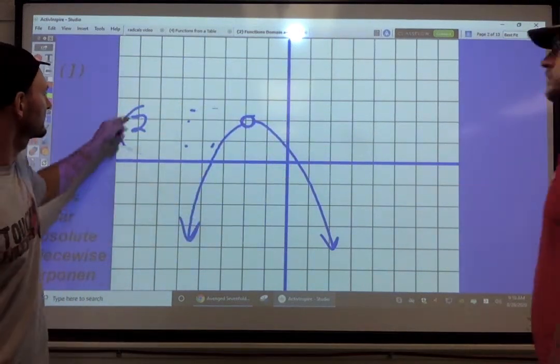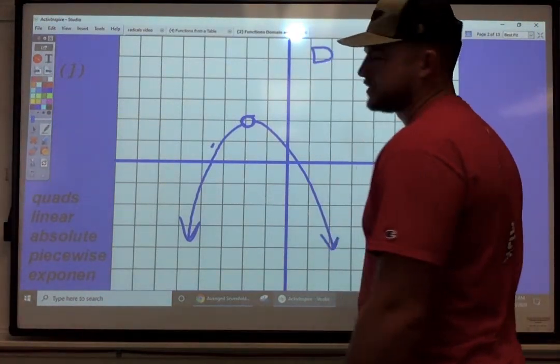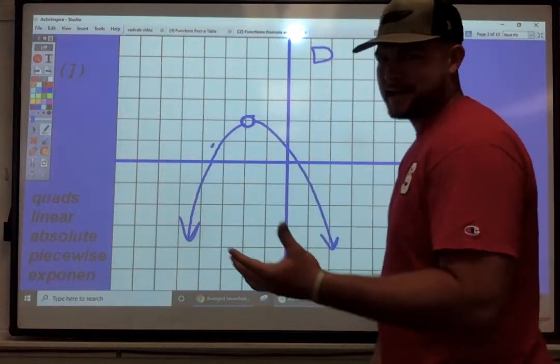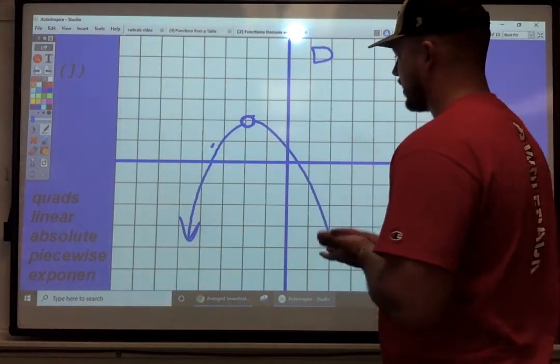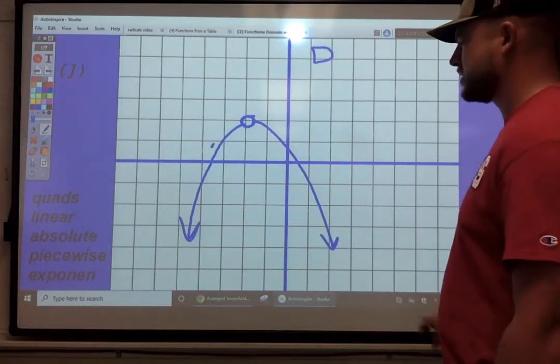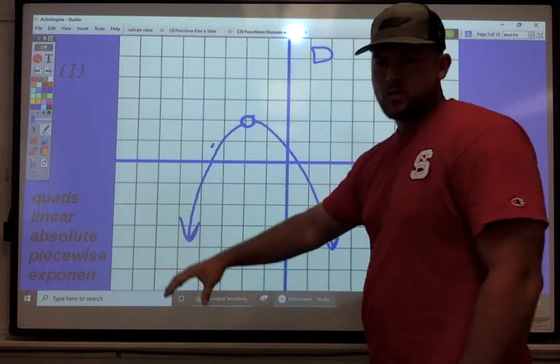Let Coach Ramsey here take over with the domain. Right, so domain, we're talking about x values, right? Our inputs. So let's look at our graph. We know we have some arrows here. So starting over here on the left side, arrow means it keeps going on and on.